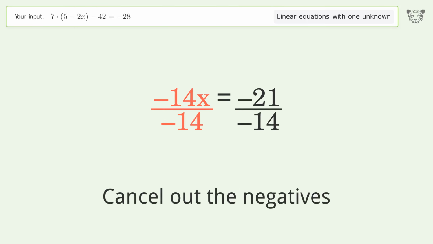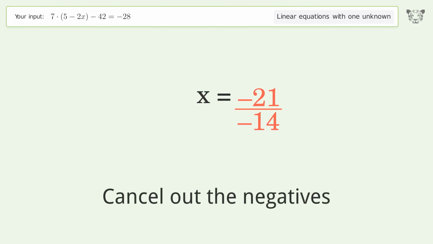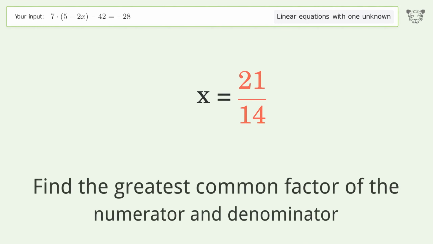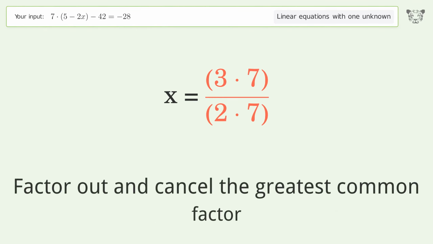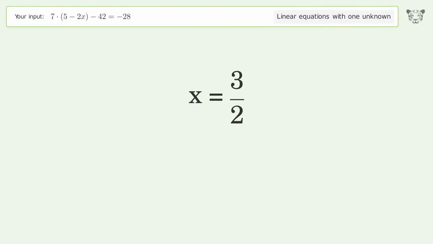Cancel out the negatives. Simplify the fraction. Cancel out the negatives. Find the greatest common factor of the numerator and denominator. Factor out and cancel the greatest common factor. And so the final result is x equals 3 over 2.